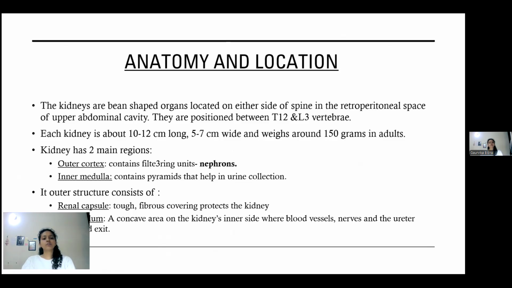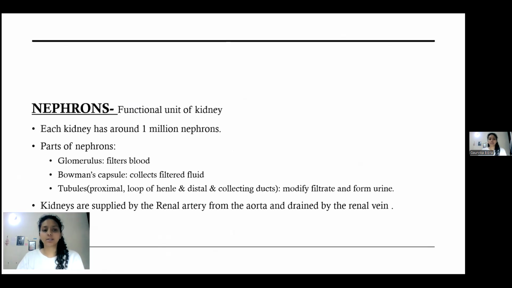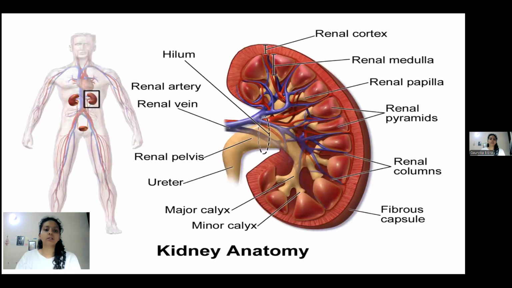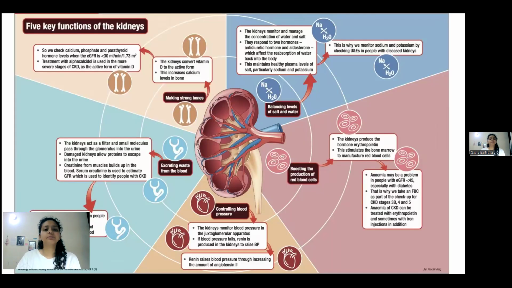The outer structure consists of the renal capsule, which is a tough fibrous covering protecting the kidneys, and the renal hilum, a concave area on the kidney's inner side where blood vessels, nerves, and the ureter enter and exit. Nephrons are the functional units of the kidney. Each kidney has around 1 million nephrons, and parts of nephrons include the glomerulus, Bowman's capsule, and the tubules: proximal, loop of Henle, distal, and collecting duct. Kidneys are supplied by the renal artery from the aorta and drained by the renal vein. A diagram showing the renal anatomy.